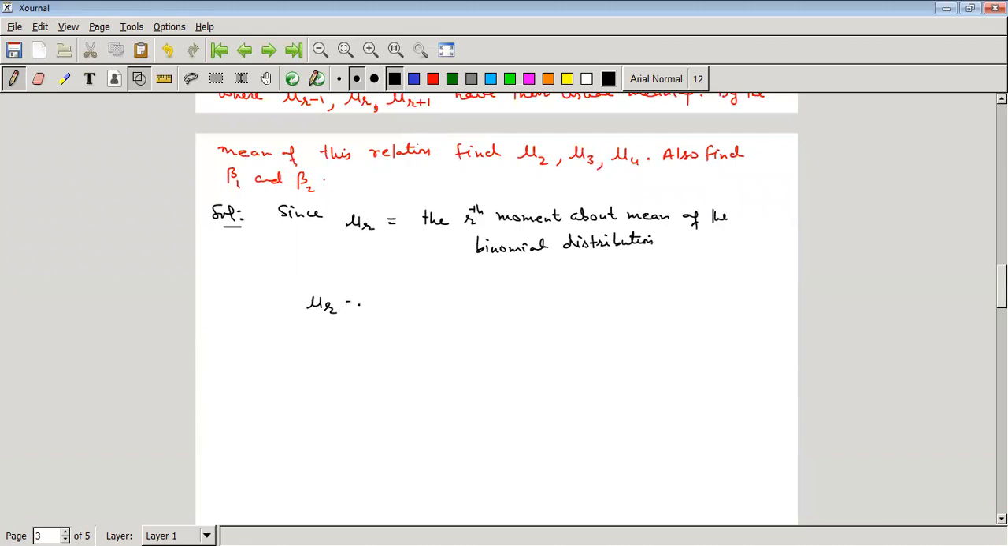Mu r is the rth moment about mean. So mu r is the expectation of (x minus mu) to the power r, and this is the summation over x from 0 to n, (x minus mu) to the power r into f(x). Here, because f(x) is the binomial distribution, it is defined only for 0 to n, or we can write it from minus infinity to infinity.